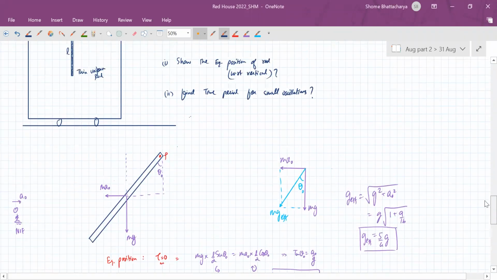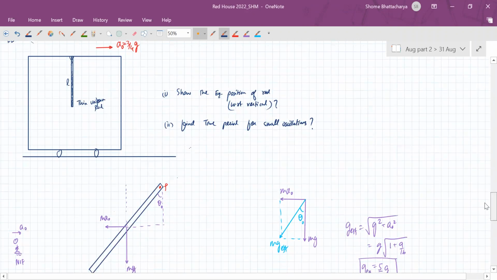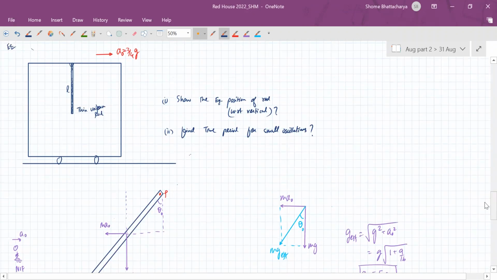So the question was like this, that you had this thin uniform rod, acting like a physical pendulum, but the whole system is inside a vehicle, let's say, or a reference frame that's accelerating horizontally, right, at this value 3g/4. So we have to find out two things: the position of the mean point or the equilibrium position with respect to the vertical. That means in this case, angular position with respect to the vertical. And the other thing was the time period for small oscillations.